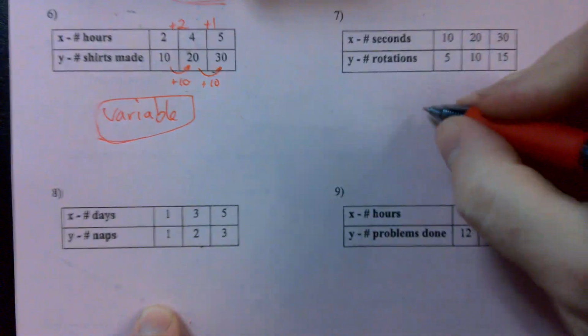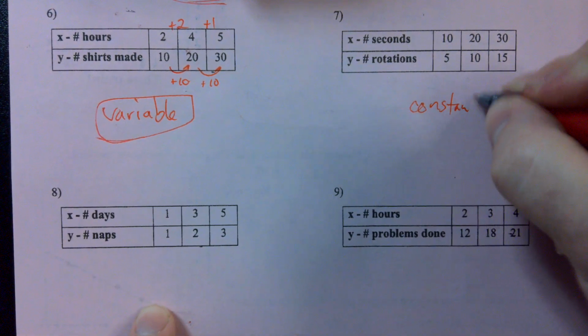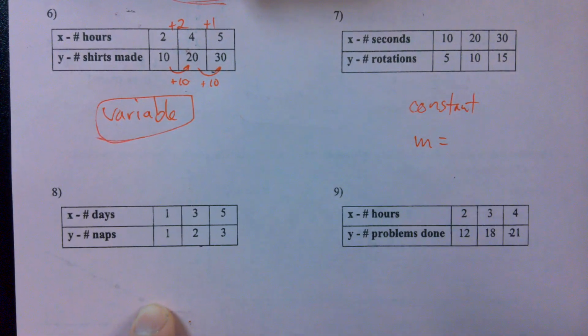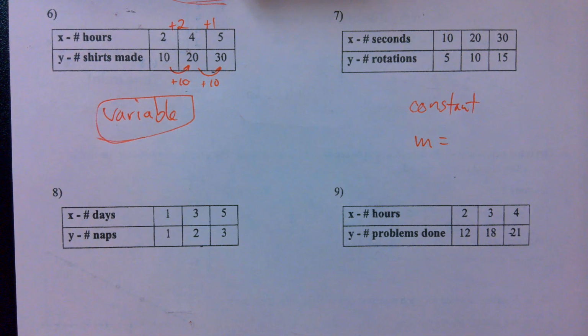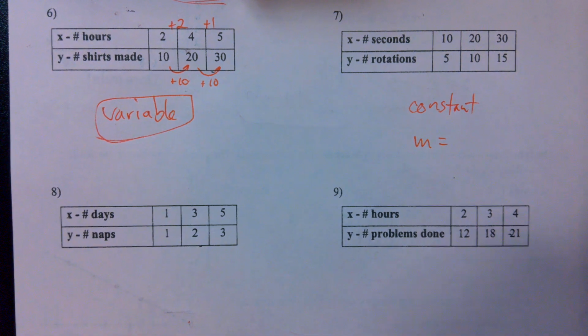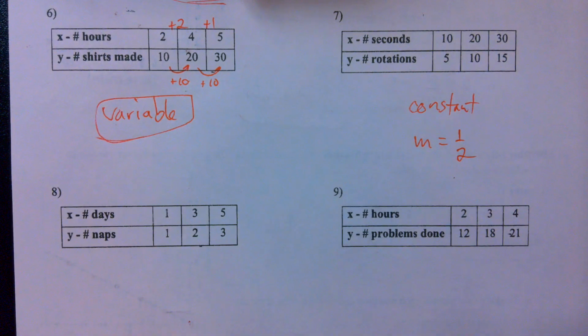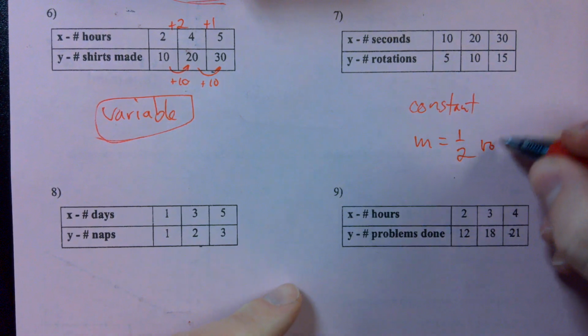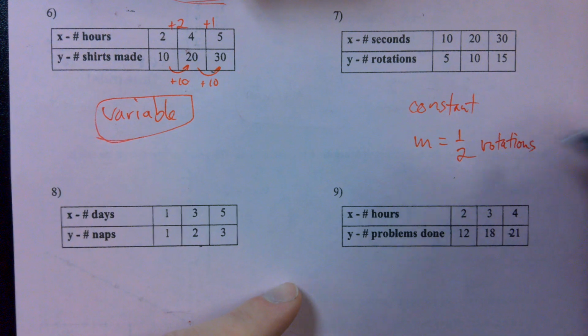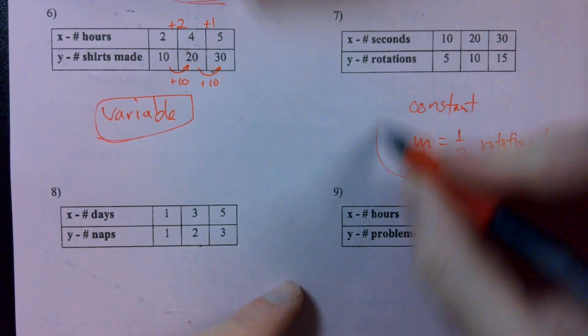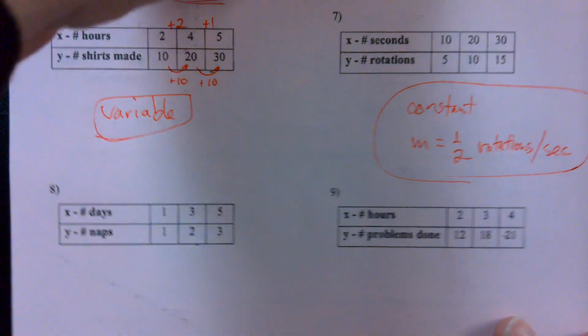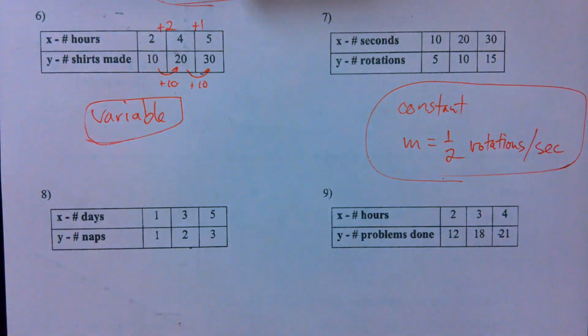What about number 7 though? That one's constant. What's my M equal to for number 7? M is 5 over 10. How can we simplify 5 over 10? 1/2. What are my units? Rotation per second. So half of a rotation every second. Right, so we're not going to hit one full rotation until 2 seconds has passed, right?